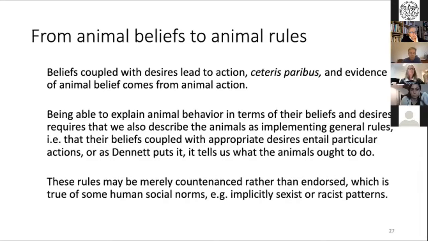So beliefs on a traditional account coupled with desires lead to actions, ceteris paribus, all else being equal. And of course, evidence of animal belief comes from animal action, being able to explain animal behavior in terms of their beliefs and desires, which is what gives me evidence for the existence of their beliefs and desires. This requires that we also describe the animals as implementing general rules, namely, that their beliefs coupled with appropriate desires entail particular actions, or as Dennett puts it in intentional systems, it tells us what the animals ought to do. The belief and desire pair on their own do nothing to explain behavior without these general rules. This is in fact why folk psychology as a theory gripped so many people for so long.